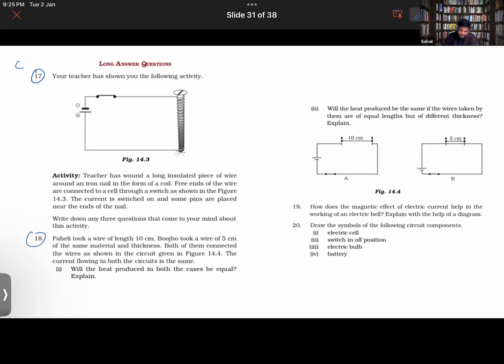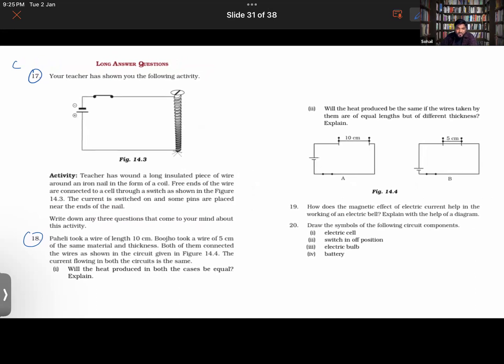Also, Sundus, you have to answer question number 18. First, read the question carefully. I think we have 5 minutes left, so how about we do this together? Let's read the question. First of all, understand the circuit given here. In the circuit I have an iron screw with a wire rounded over it as a coil, and this switch. Is this a closed or open switch? Sir, it's an open circuit. I mean, closed circuit.